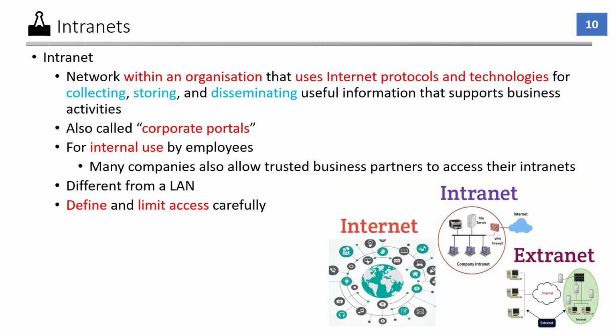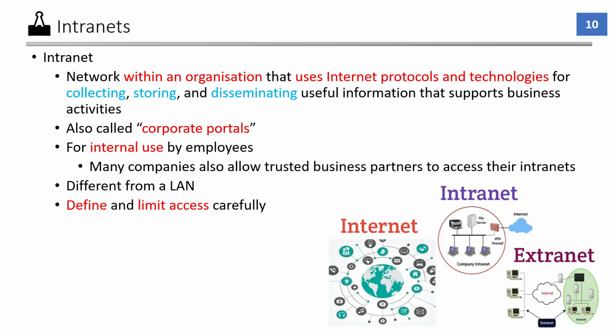An intranet is a private network used within an organization. It uses the same internet technologies, such as web browsers and protocols, but it is designed only for internal use. The main purpose of an intranet is to collect, store, and share information that supports daily business activities. Employees can use it to access company documents, announcements, policies, and internal systems.